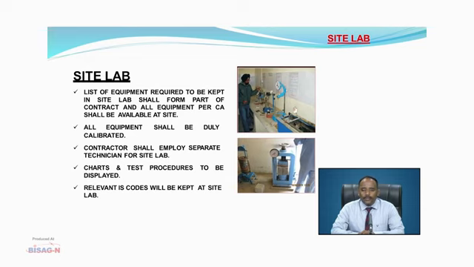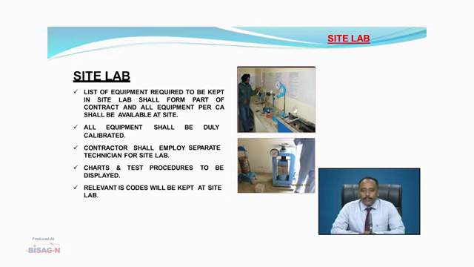The site lab should be fully furnished and self-sufficient for the site executives to carry out various tests before and after the various stages of work. The equipment needs to be kept at the site lab as per the requirement of the various construction materials and also as per the CA. All the equipment should be duly calibrated. The contractor shall employ adequately qualified persons and technicians for the site lab. Various charts and test procedures have to be displayed in bold and simple language. The relevant IS codes have to be followed for conducting these various tests.